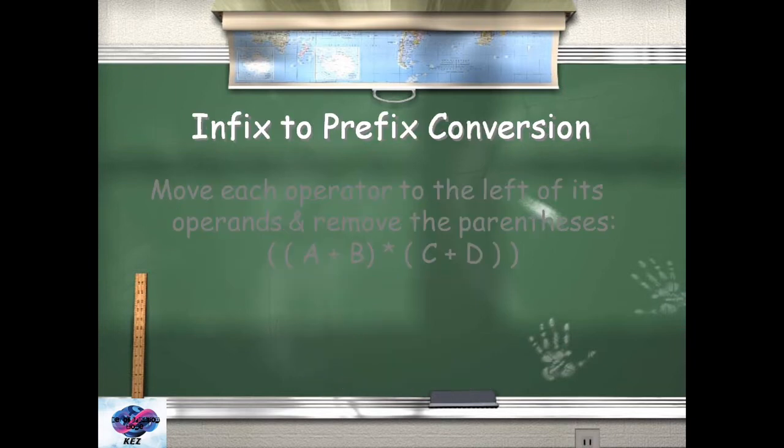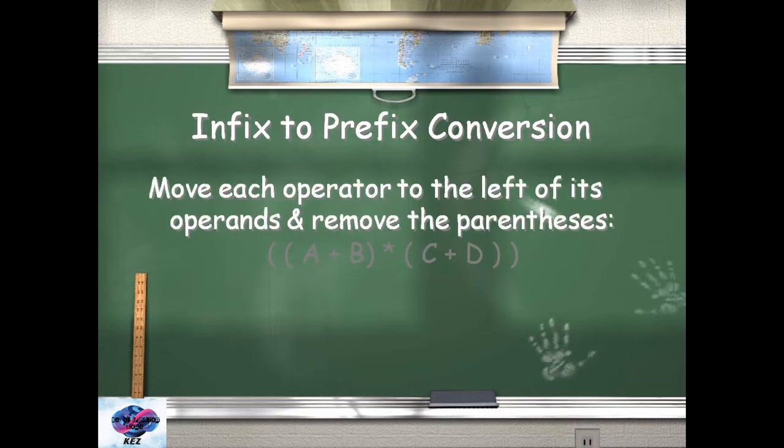Now when we have to change from infix to prefix, for infix to prefix conversion, what do we have to do? Here we have to move each operator to the left of its operands, and we have to remove the parenthesis. So let's take the second example. The first one is very easy. This is one example: A plus B multiplication of C plus D. Here the first bracket is A plus B, and also in parenthesis C plus D.